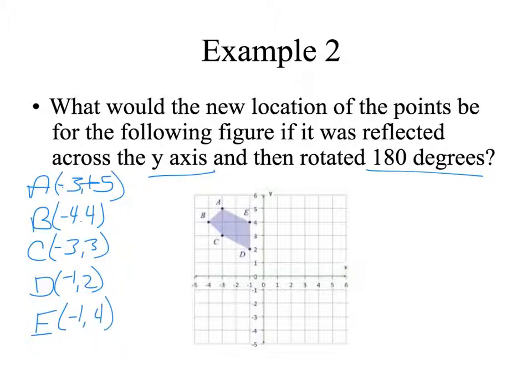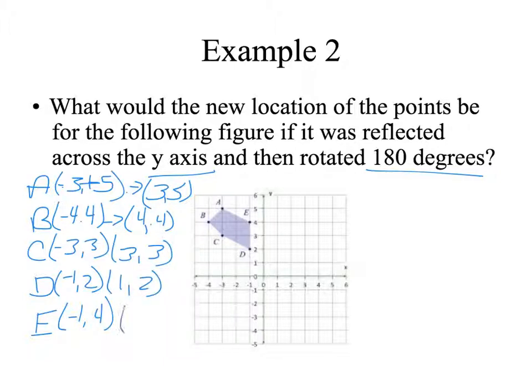Reflected across the y-axis. If you remember, when we reflected across the y-axis, the opposite coordinate's going to change signs. So it's my x-coordinate that's going to change. So in the first piece, A is going to switch to 3, 5. B is going to switch to 4, 4. C will switch to 3, 3. D will switch to 1, 2. And E will switch to 1, 4.